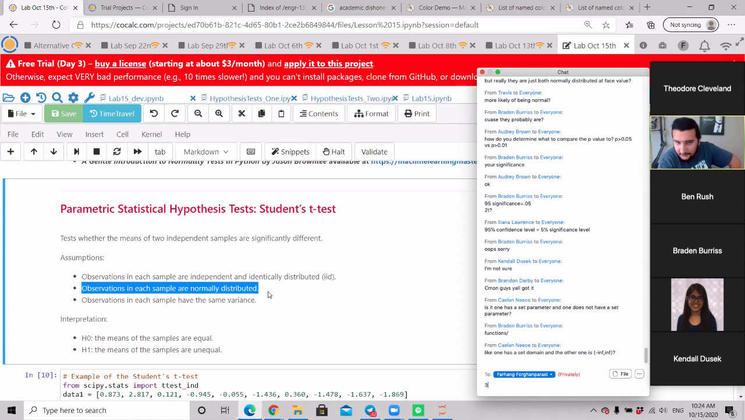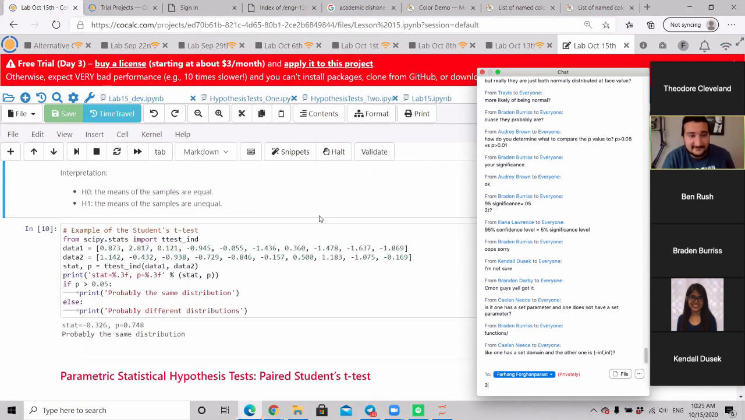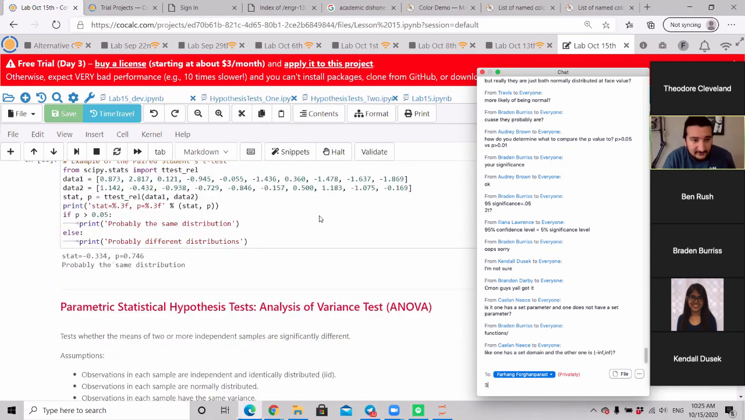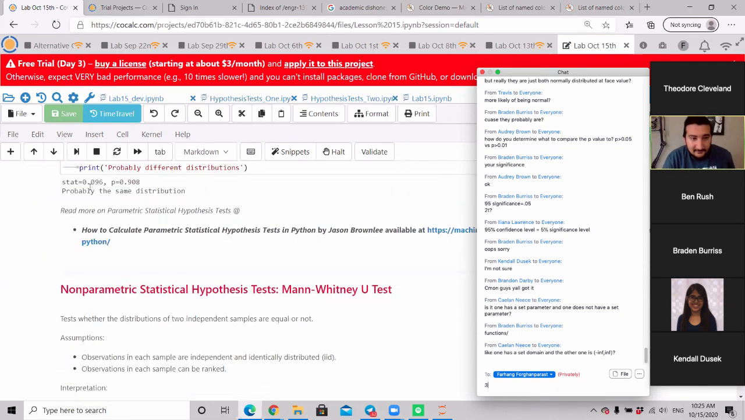Because in order to be able to rely on the results of a test, you need to follow the assumptions. You need to have them there. And for cases like that, non-parametric tests are very good. So we looked at the parametric statistical hypothesis test, the student's t-test. Now I want you to scroll down and come here.